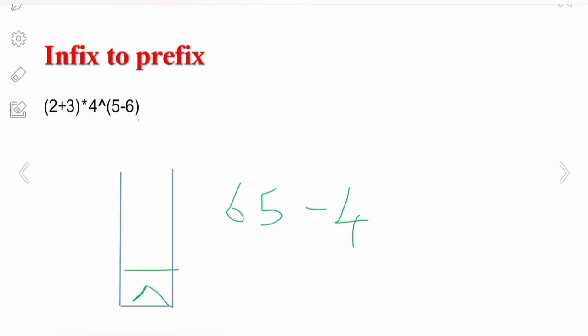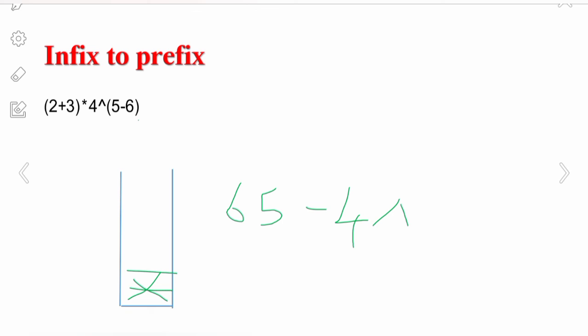Okay, so out of the 4, multiplication operator is there, but based on the priority, the multiplication has lower priority than the exponentiation operator. So that's why we are going to pop this element out of the stack. Okay, exponent is popped out of the stack. Okay, so next the multiplication operator is pushed into the stack.